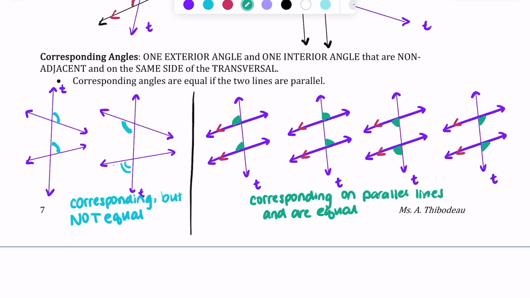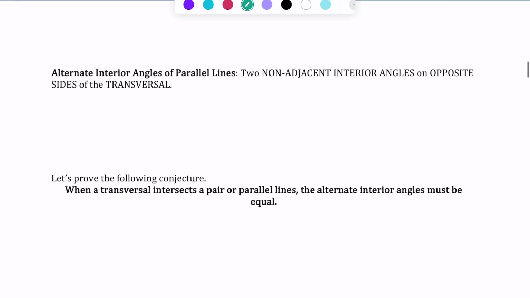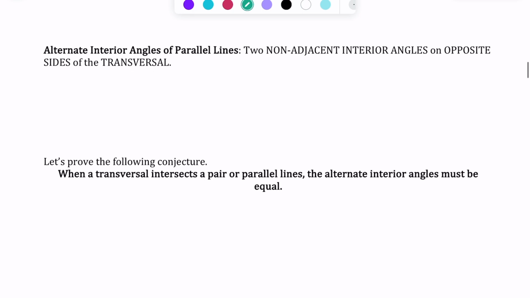Okay. Looking at the next one, we're talking about alternate interior angles of parallel lines. So again, we have our parallel lines. We will also have that transversal, okay? But when we talk about our alternate interior angles of parallel lines, we are going to talk about two non-adjacent interior angles that are on opposite sides of the transversal.